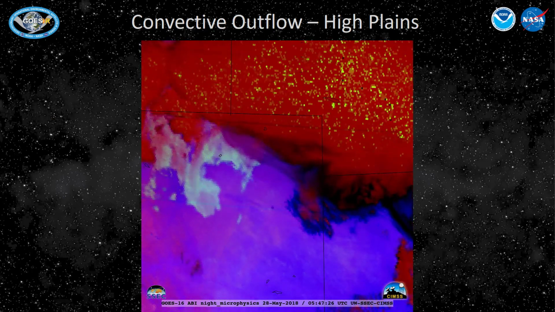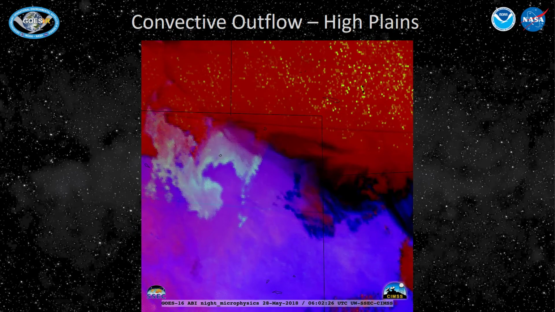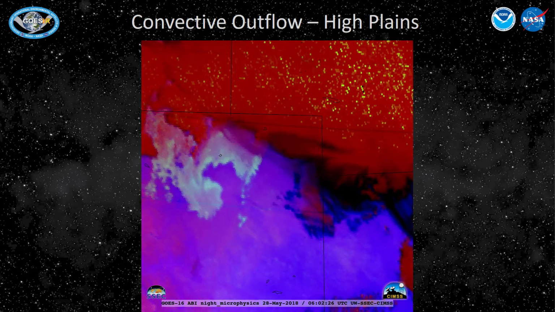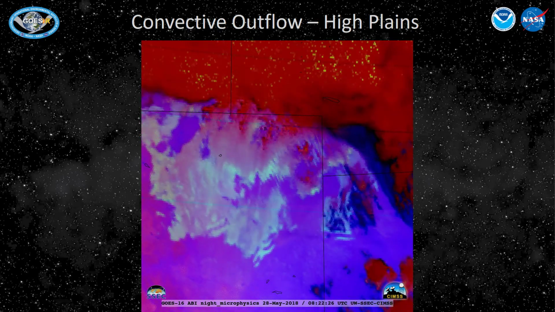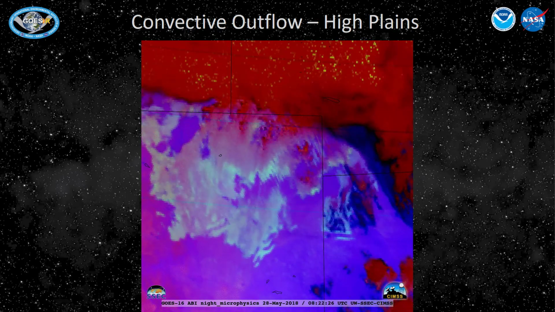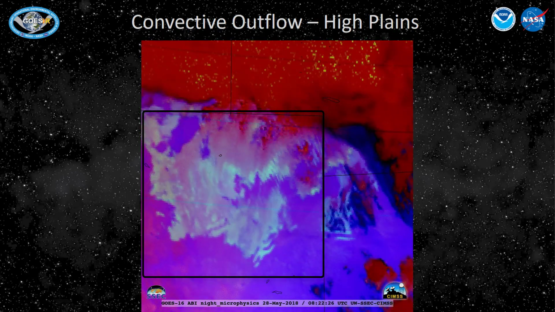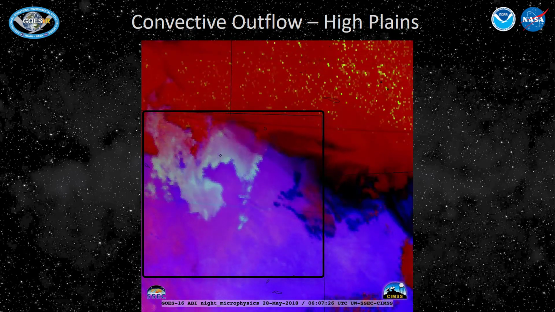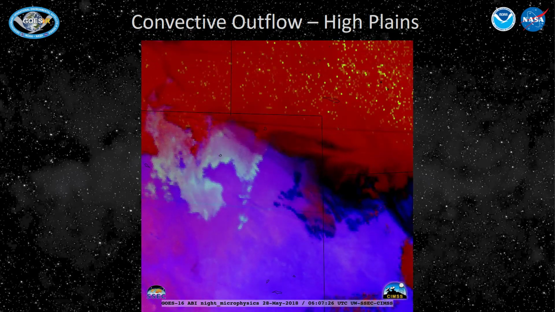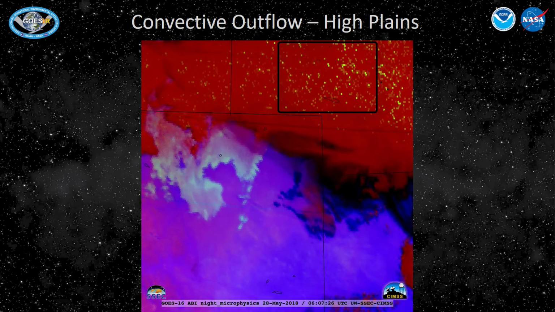The nighttime microphysics can also show convective outflow. In this case, severe thunderstorms had been moving northeastward across the high plains on May 27, 2018, producing tornadoes and large hail in Colorado, Kansas, and Nebraska during the afternoon hours. After sunset, the nighttime microphysics RGB efficiently revealed the thunderstorm outflow of low-level stratus as it spread southward across northeastern Colorado. Note the speckled appearance of the cold thunderstorm tops.